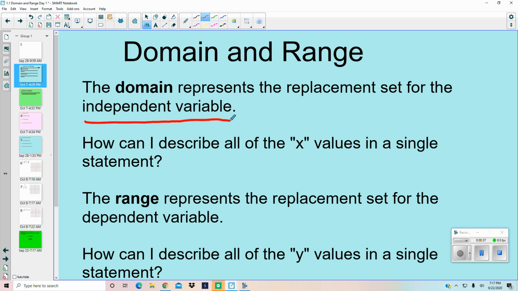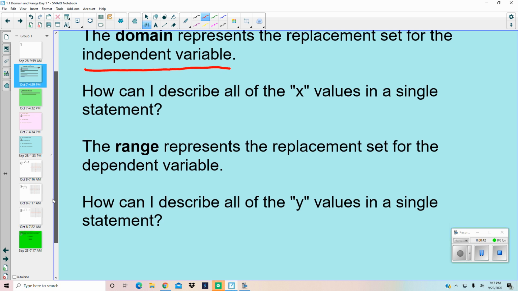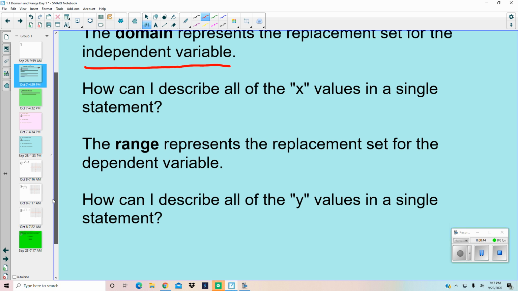The range represents the replacement set for the dependent variable. So that would be the y values. So you're trying to figure out how you can describe all of the y values in a single statement.